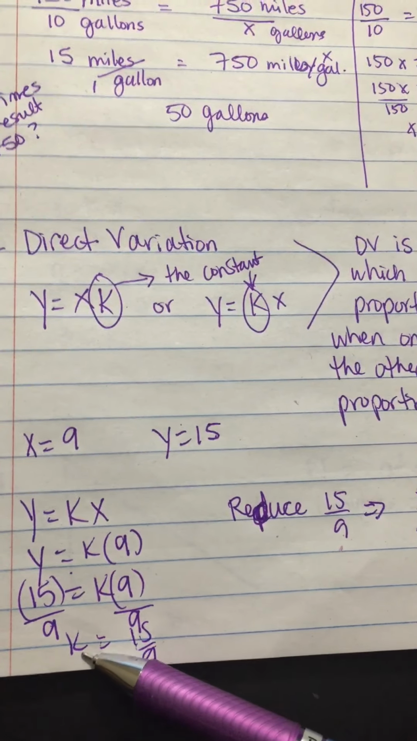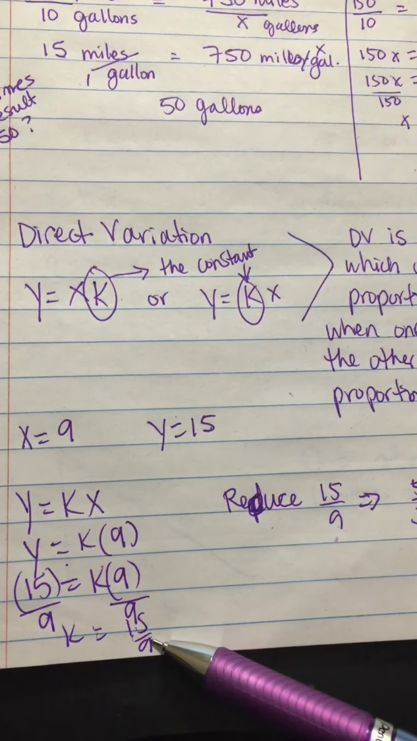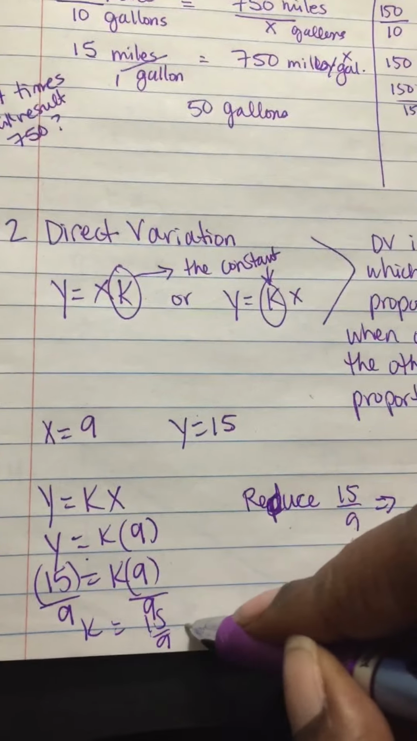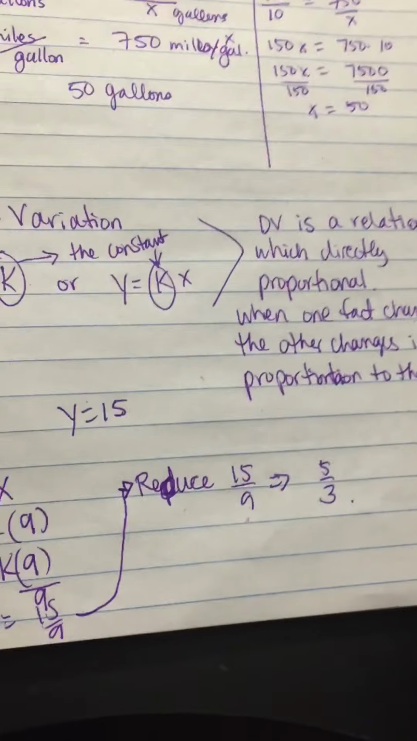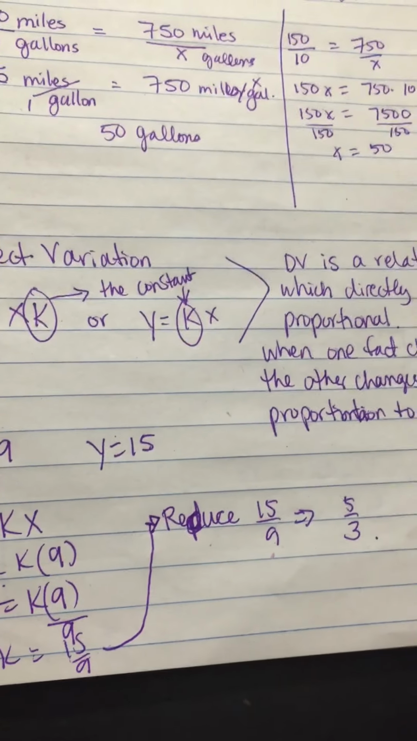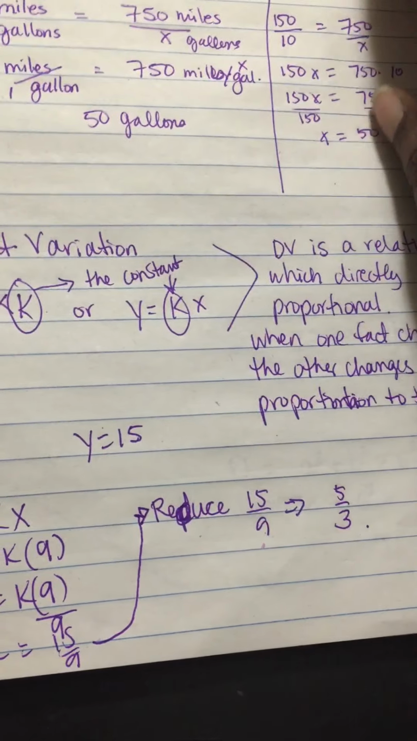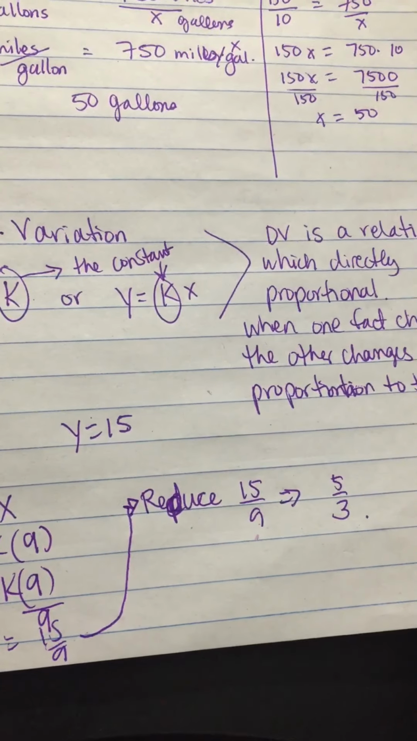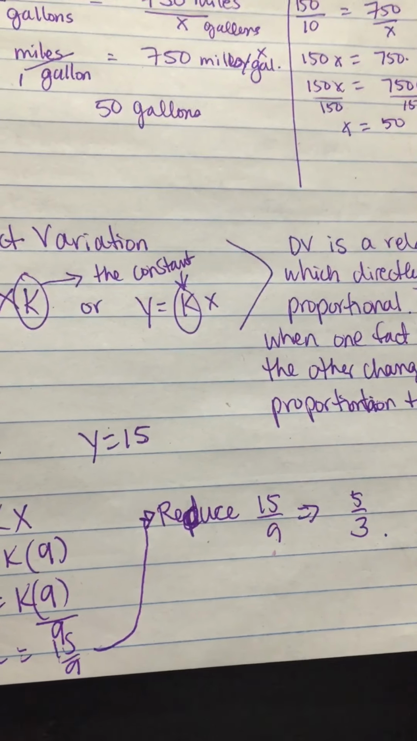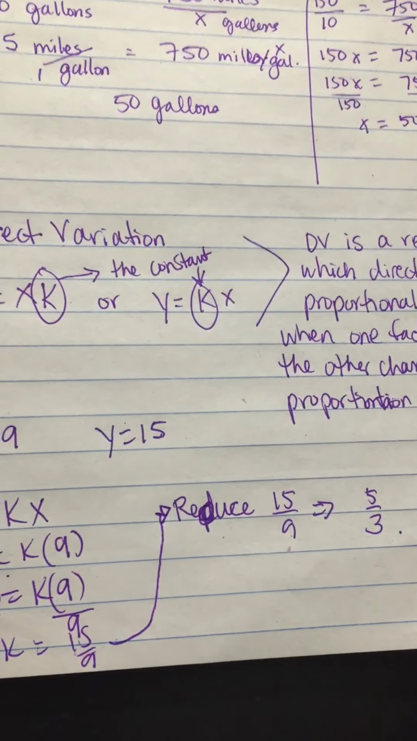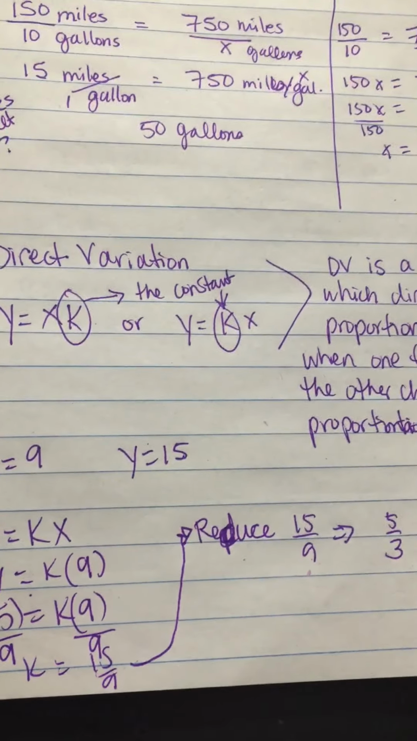So by doing that, k, which is our variable, is equal to 15 over 9. Now what we're going to do is reduce this, okay? Reduce so we don't have to multiply as much. And when we reduce, then we're working with the constant 5 over 3. So 5/3. All right, so no, we're not finished with the problem because we're just getting started.